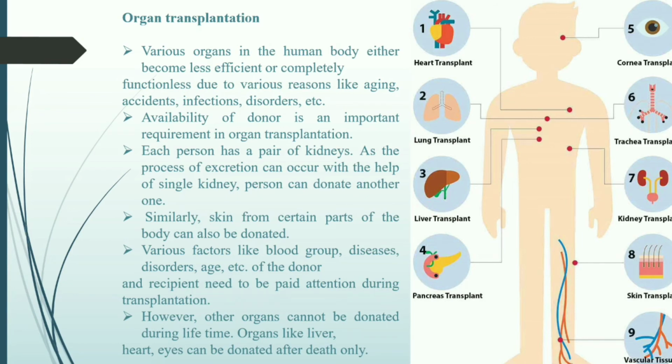But there are some factors which are important and should be considered while transplantation. These factors include blood group, diseases, disorders, age, etc. of the donor. However, there are organs which cannot be donated during lifetime. Organs like liver, heart, eyes can be donated after death only.